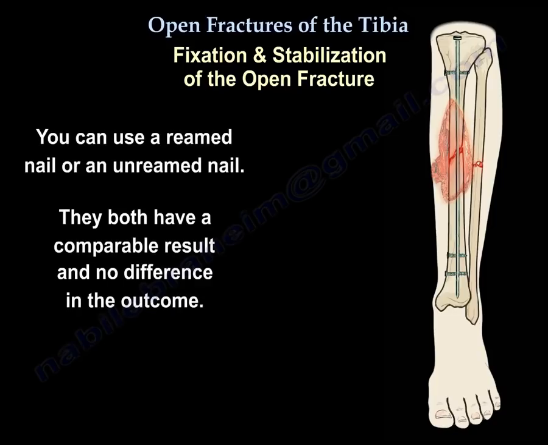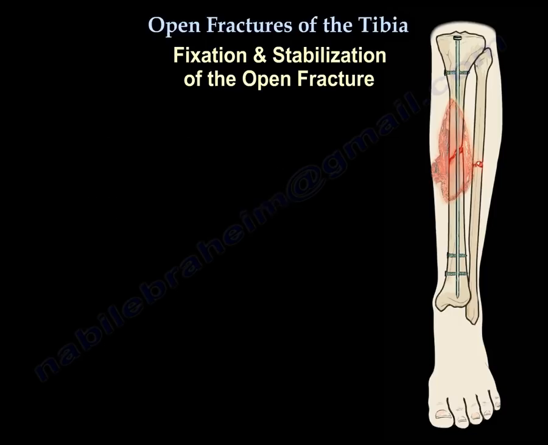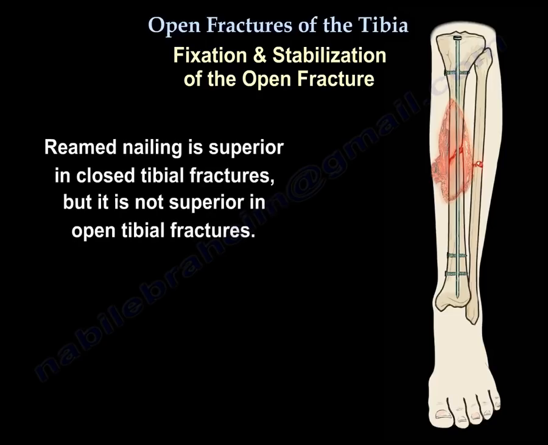You can use a reamed nail or unreamed nail. They both have a comparable result and no difference in the outcome. When reaming, you can use a bigger rod, and that provides better stability. Reamed nailing is superior in closed tibial fractures, but not superior in open tibial fractures.